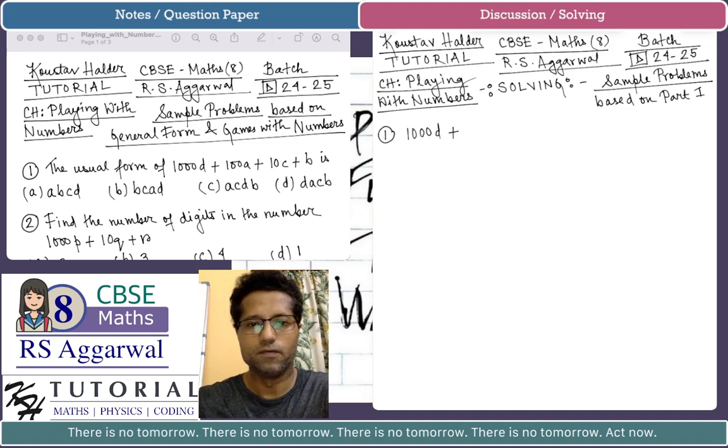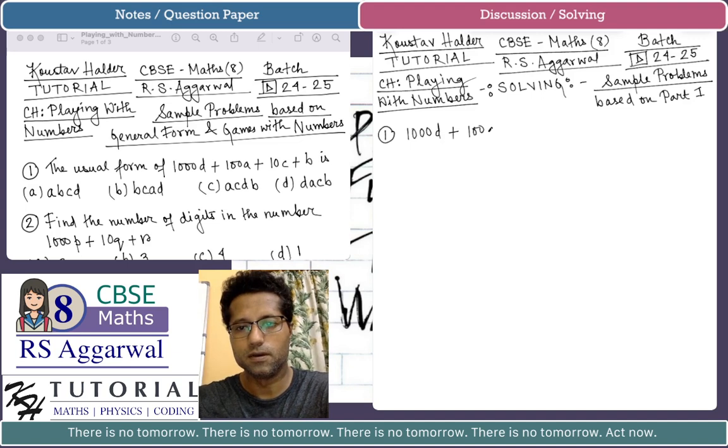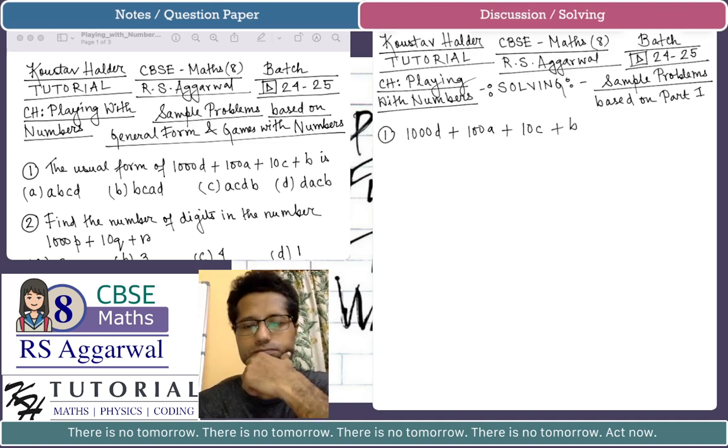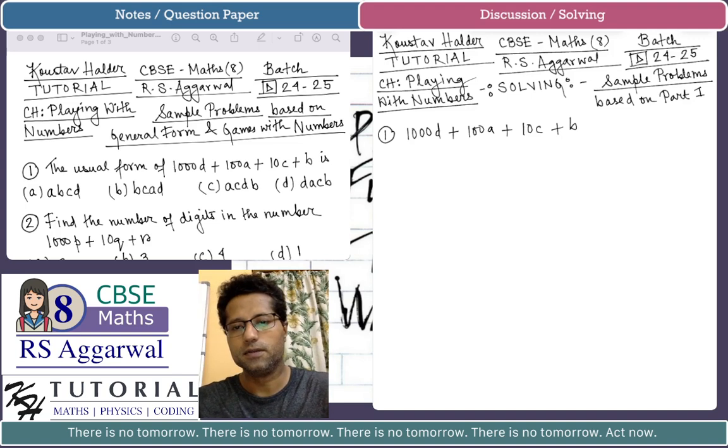1000D. Now whenever a number in general form is given like this, how do we know the digits at the different places of the number? So we know that any term in the general form, if it is of the form digit multiplied by 10 to the power n minus 1, where n denotes the fact that the digit is at the nth place from the right hand side.